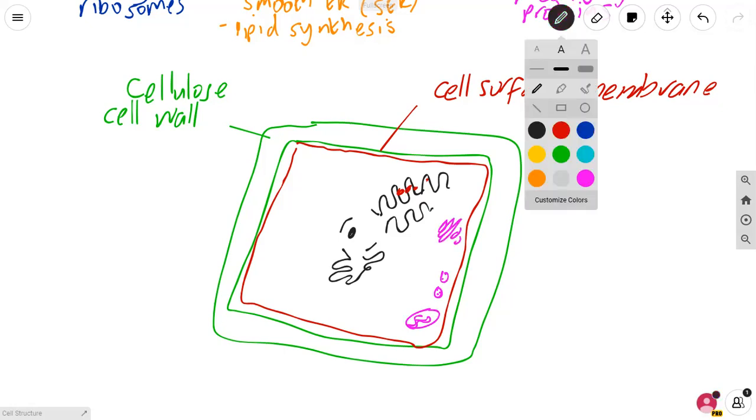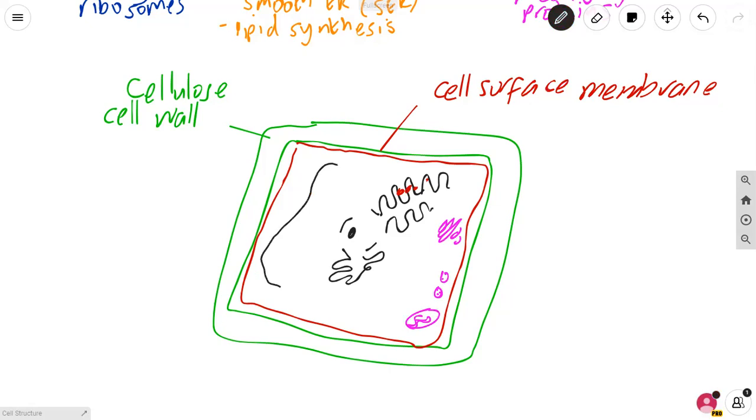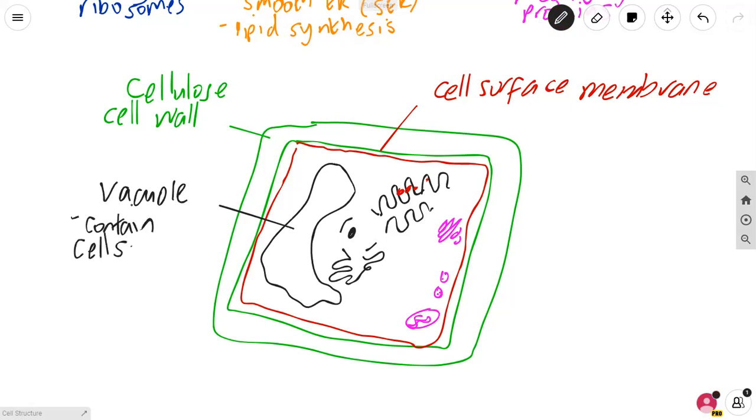But what we do have extra in this cell is a very large vacuole, which may actually sometimes squash the nucleus into the corner of the cell. And the vacuole contains cell sap. It helps to control osmosis by controlling what it stores inside that sap.